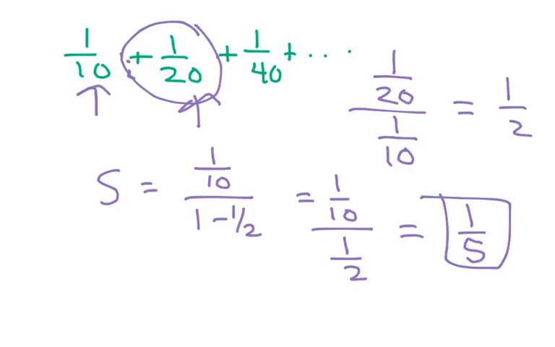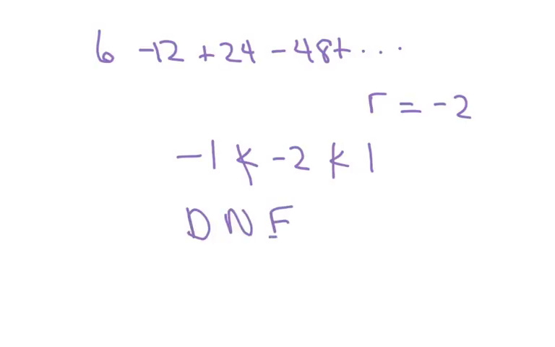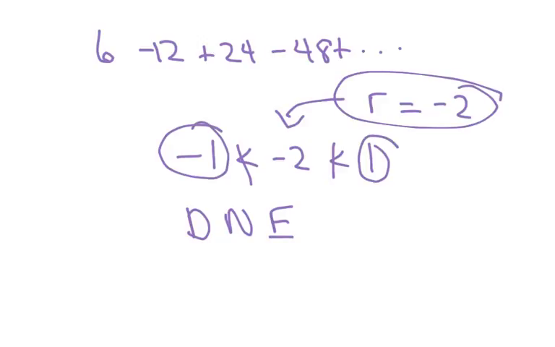Okay, let's do another one. We have 6 minus 12 plus 24 minus 48 plus dot, dot, dot. The common ratio equals -2. Since -2 is not between -1 and 1, the sum does not exist. So you're going to put does not exist. The common ratio has to be between -1 and 1. In this case it wasn't, so the sum doesn't exist.